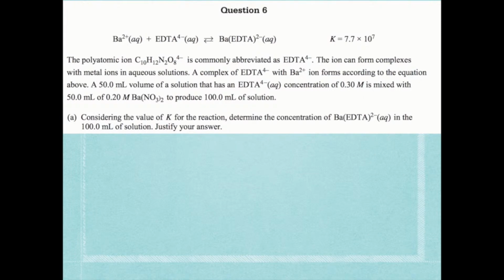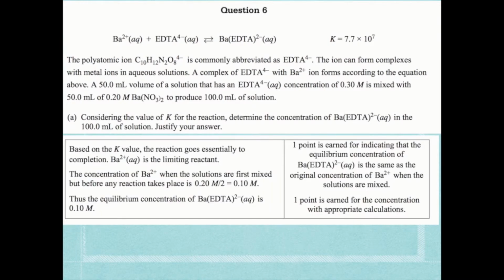When I actually do that work, for barium I would do 0.2 times its volume, the 50, and then divide that by 100. So its concentration is going to be 0.1, while for EDTA it's going to be 0.15. That tells me that barium is going to be my limiting reactant, and therefore the concentration is going to be about 0.10 molar for the barium EDTA. So I got 1 point for indicating that the equilibrium concentration is the same as that of barium, because all of the barium becomes barium EDTA, and 1 point for the correct concentration.